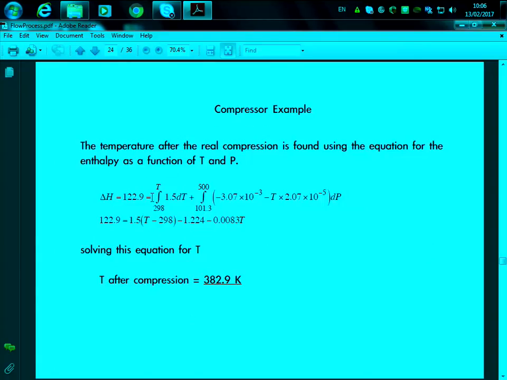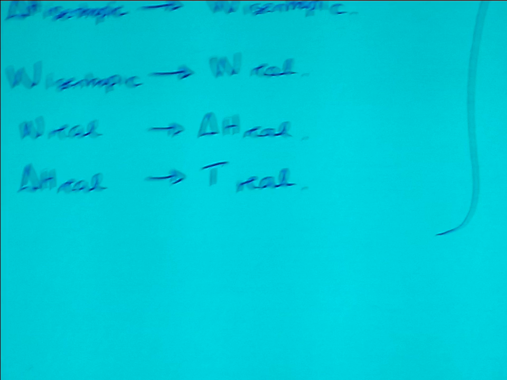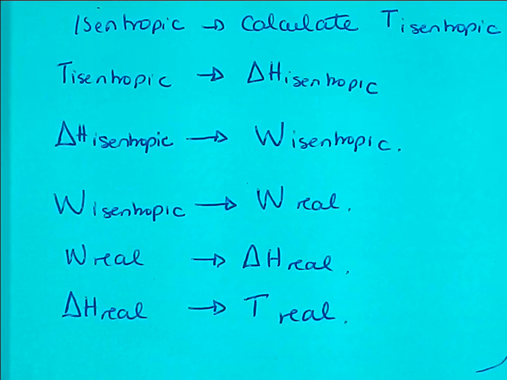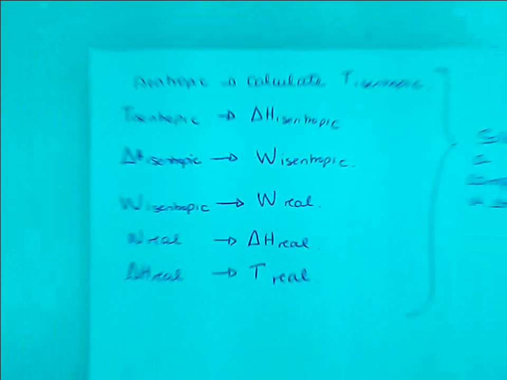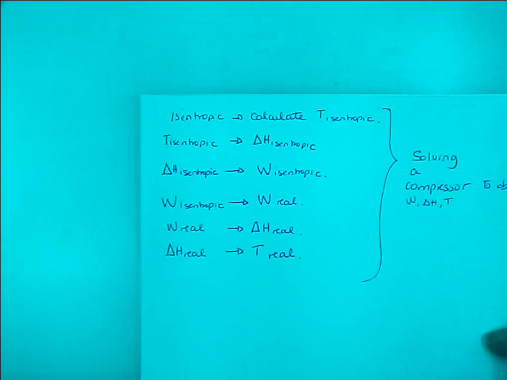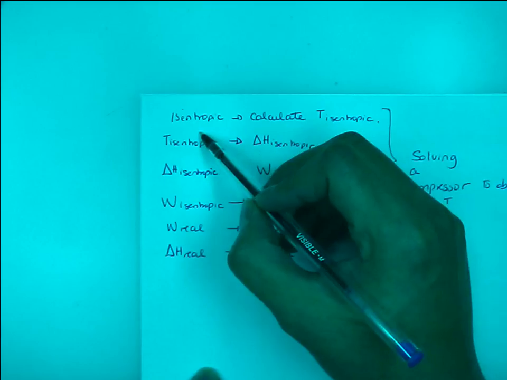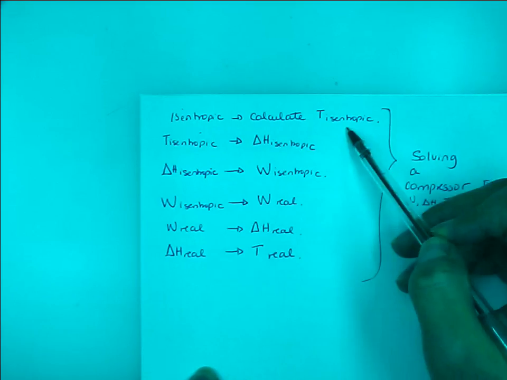So let's have a look at what we did in our calculations. The first thing is that we assume isentropic conditions. So we calculated the temperature under isentropic conditions. From here, using the equations of state, we were able to obtain the enthalpy under isentropic conditions. Then from the enthalpy under isentropic conditions, we obtain the work using an energy balance. After that, we change the isentropic conditions to real conditions using the efficiency that was given in the problem.